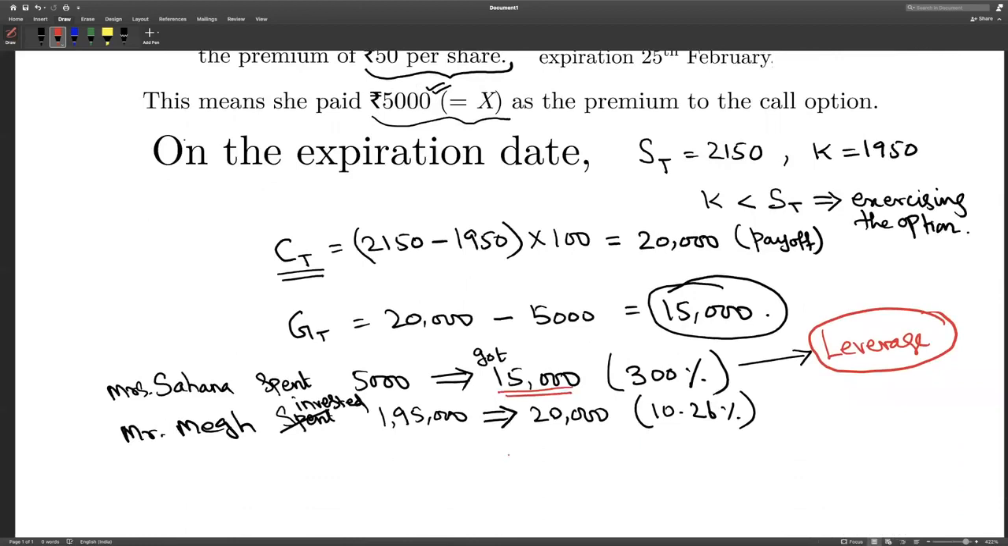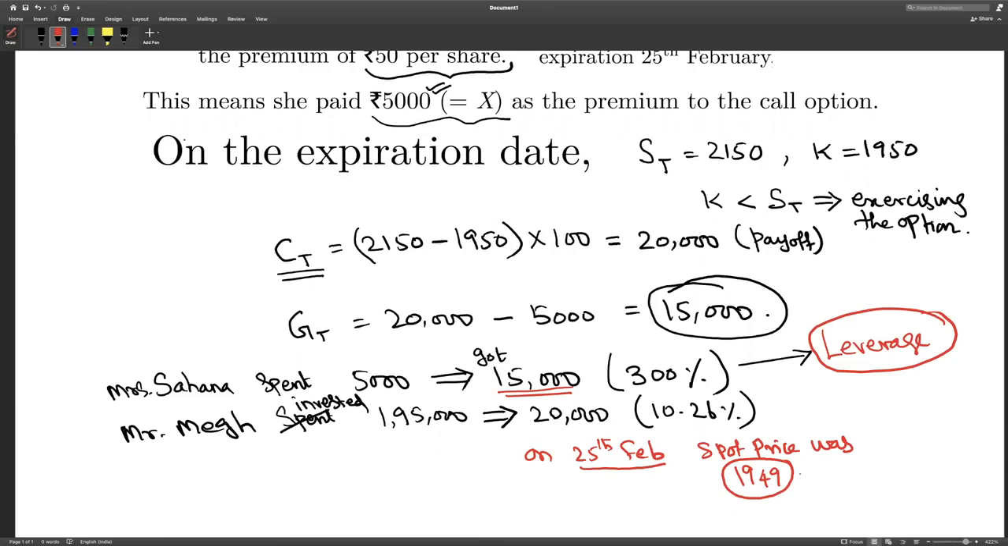Just imagine that on 25th Feb, if the spot price was 1,949, that is 1 rupee less than the spot price on the 1st of February, what would have happened? Well, Mrs. Sahana would have just lost 1 rupee in her total investment, whereas on this day, anyway, the option will expire. Mrs. Sahana cannot carry over this option to the next day. She has to close it on this day.